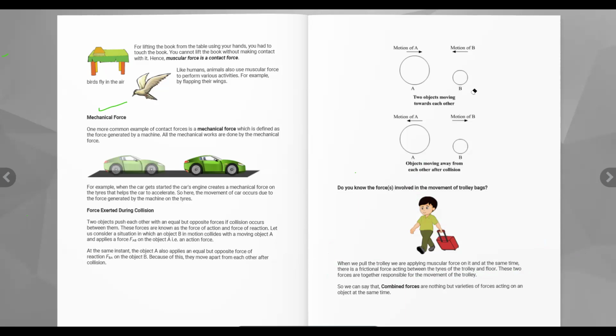Force exerted during collision. Wait, wait. Everyone understood what is mechanical force? Yes, miss. Yes, ma'am. Okay. Now, before Sumantra starts the collision, I want to ask you, Shubhadeep and Anuka, what do you know about collision?